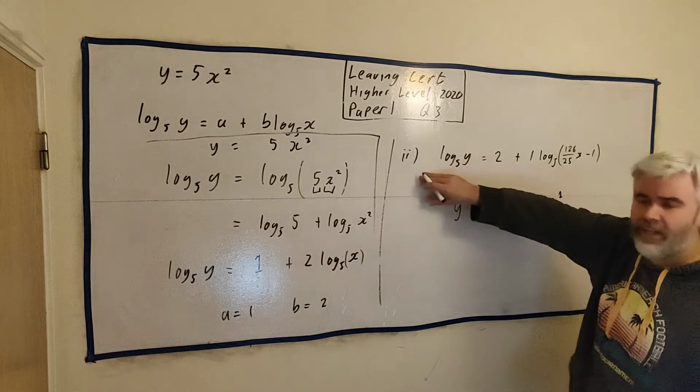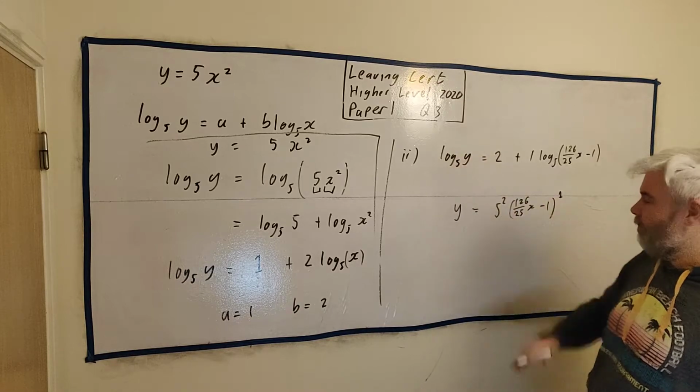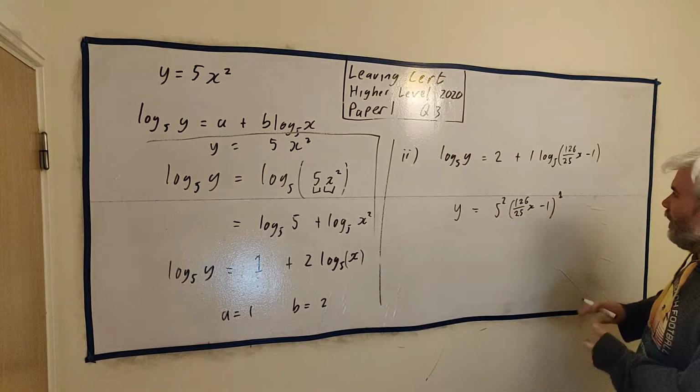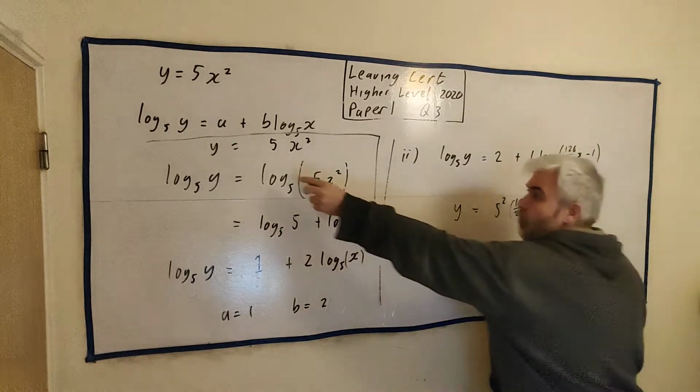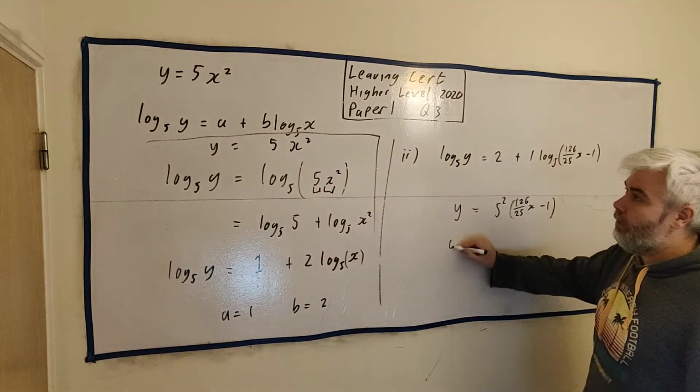At the end, I'll quickly sketch out how you could do it a different way. But this is how I would have done it. I would have got y is equal to this. But I also knew y is equal to this. So I can equate them together.